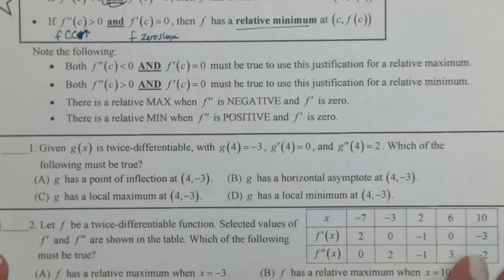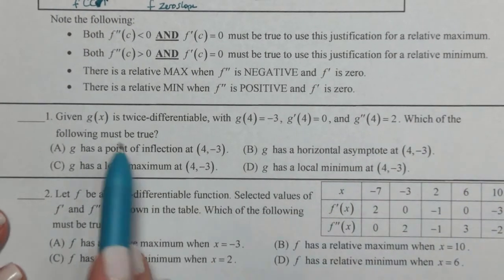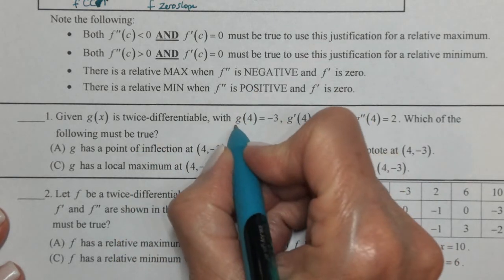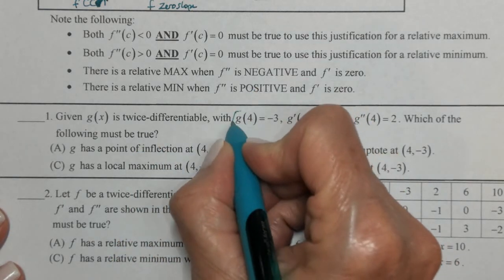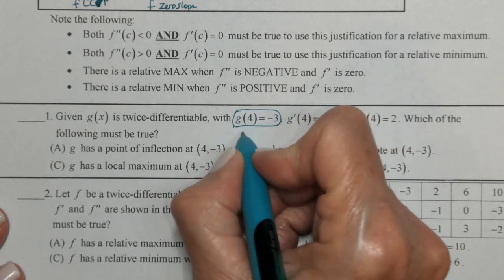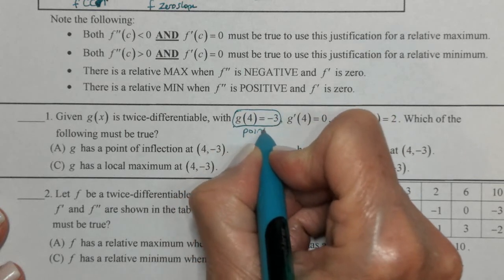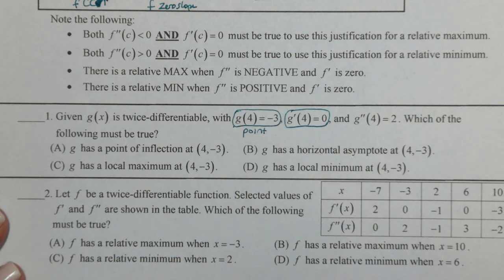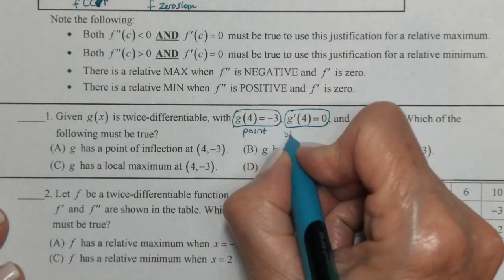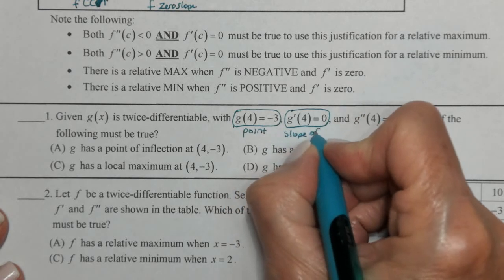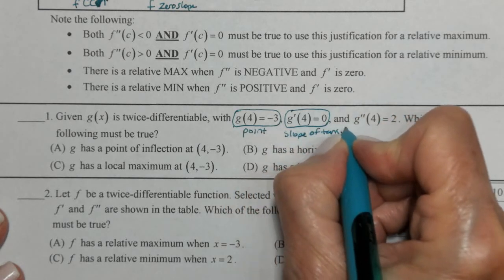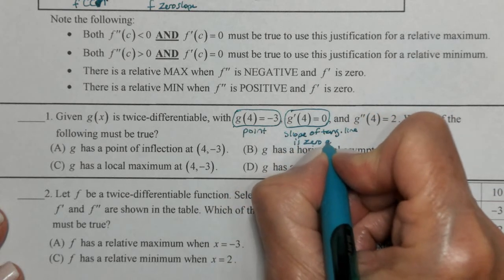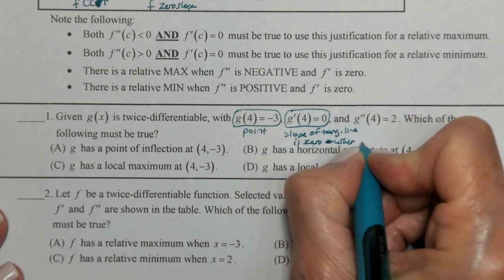Okay, let's do a couple of examples. We're given that g is twice differentiable. G of 4 is -3. That's simply a point. G prime of 4 is 0. So the slope of the tangent line is 0 when x is 4.